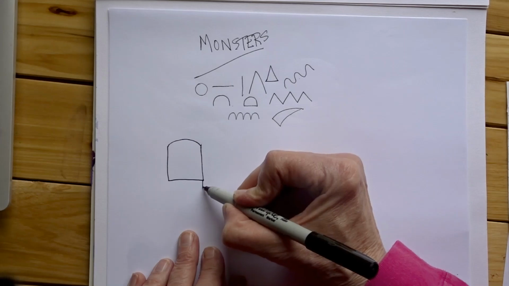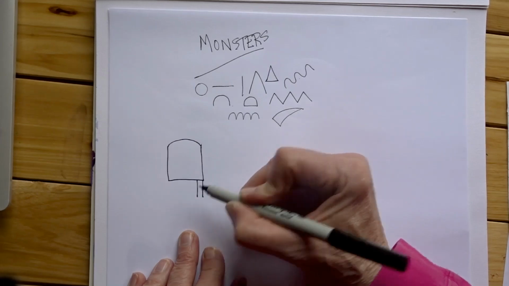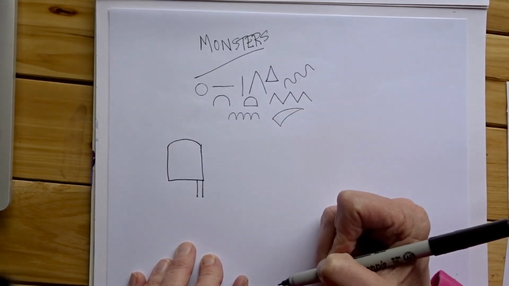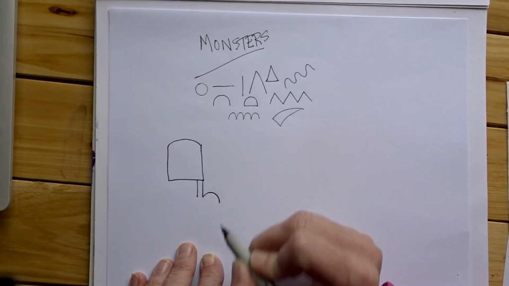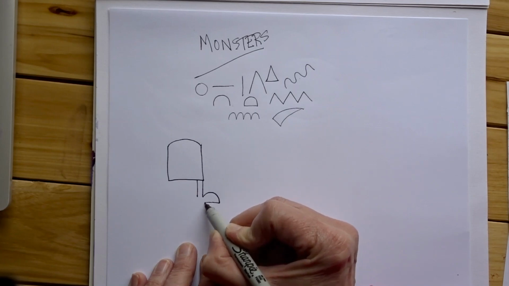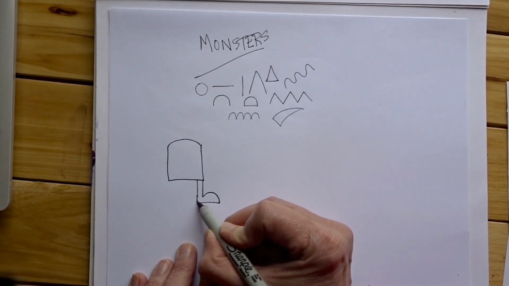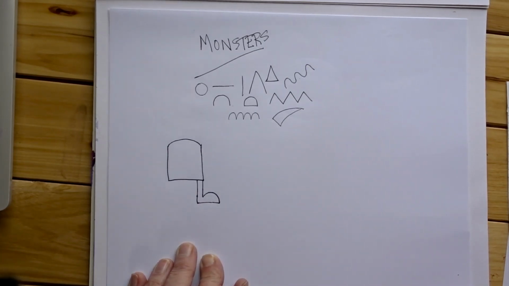I'm going to give them legs. So I'm going to make long rectangles, but I'm not going to finish the rectangle. So what I'm going to do from this rectangle is make a curve here, and then go straight over to that. Now I need to close that up. Now I have a foot and a leg.